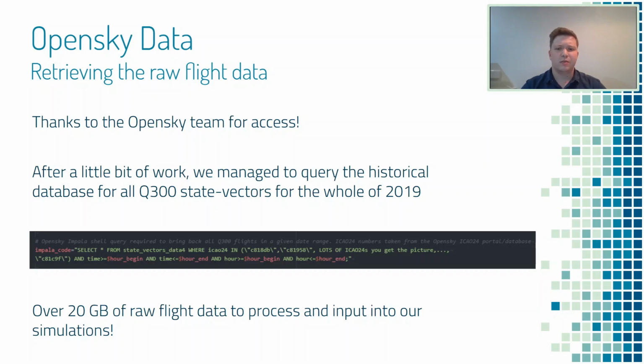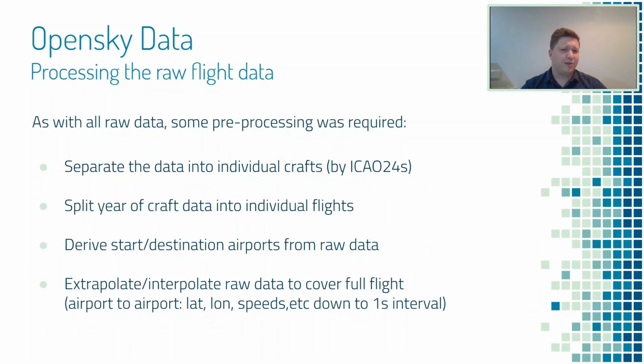that we needed to then process and input into our simulations. Now, of course, anyone who's dealt with raw data before knows you need a bit of pre-processing before you can use it, especially before it goes into the science simulations. So first we need to separate all of the data into the individual crafts. This is fairly easy. We do it by ICAO24 number. We then needed to split the year of craft data into individual flights. This was a little tricky. We had to come up with a little definition of what a flight was, but not so difficult.